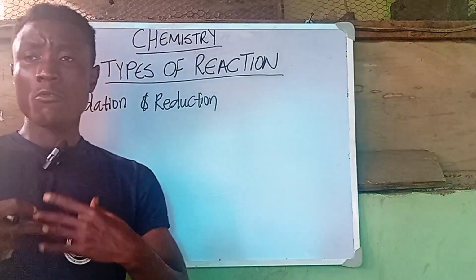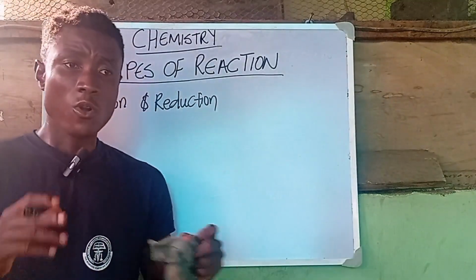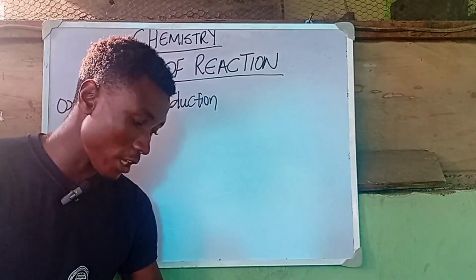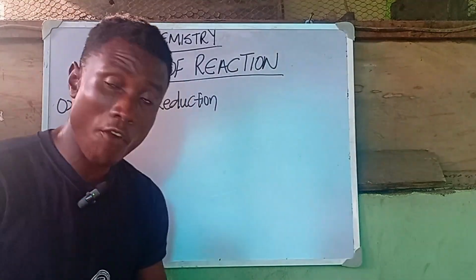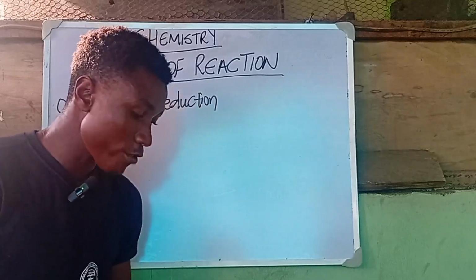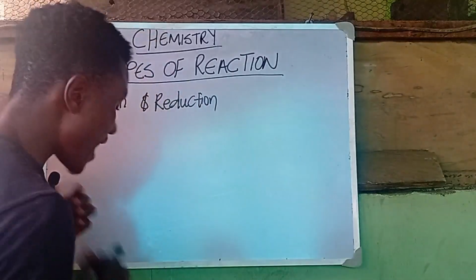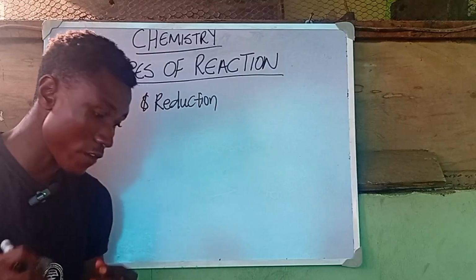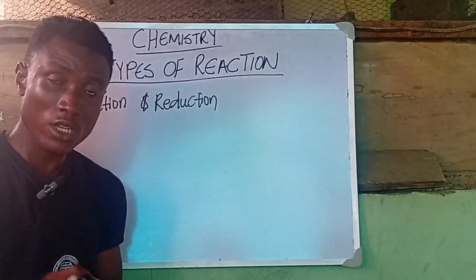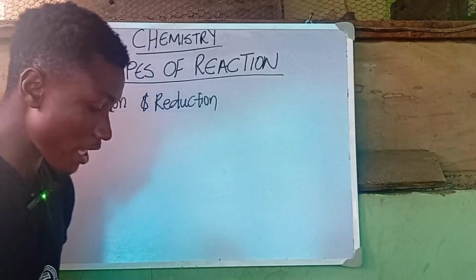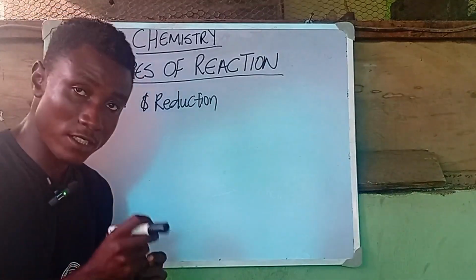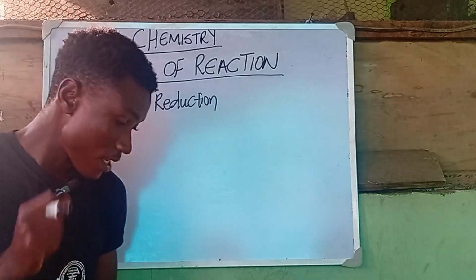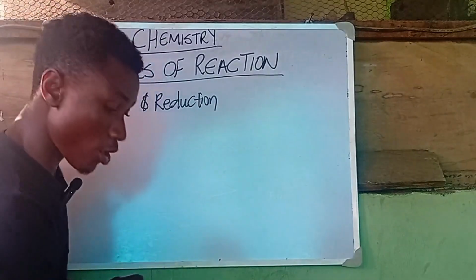But based on what we are focusing on right now, oxidation and reduction is based on the transfer of electrons. Oxidation is a process involving a loss of electrons, while reduction is a process involving a gain of electrons. Understand this key concept. We also say that the oxidizing agent accepts electrons, while the reducing agent donates electrons. Please take note of this and don't be confused.